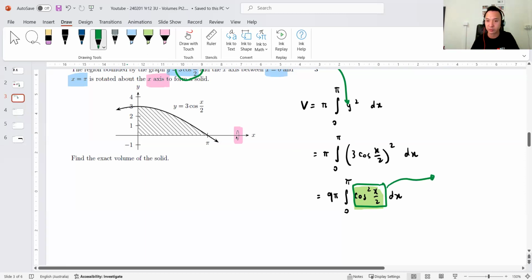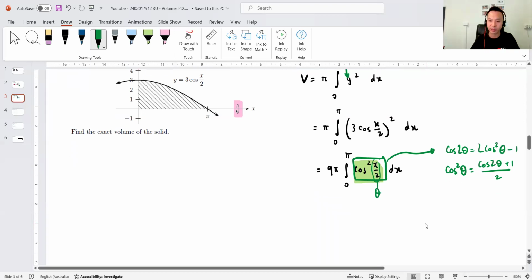So for this one, we access the fact that I know that cos double angle equals 2 cos squared minus 1. So therefore, making cos squared theta the subject, that becomes (cos 2 theta plus 1) on 2. And guys, just to be clear, x on 2, that's theta. So I'm going to use that formula to help me.